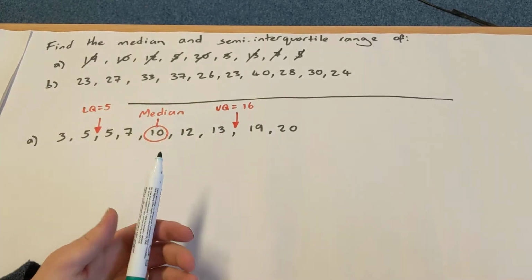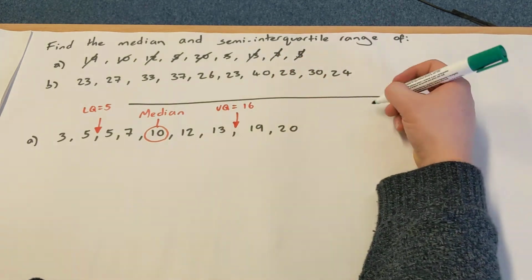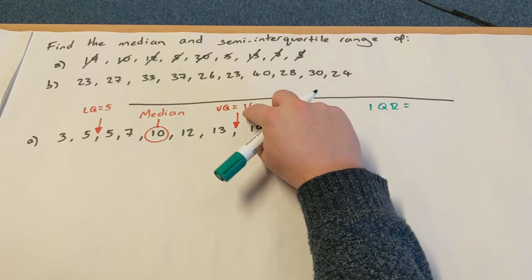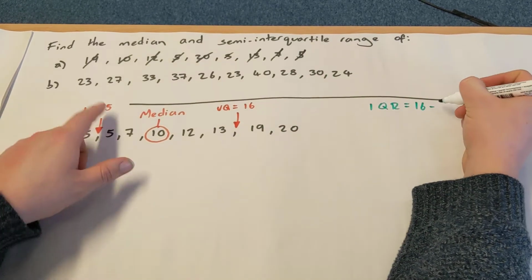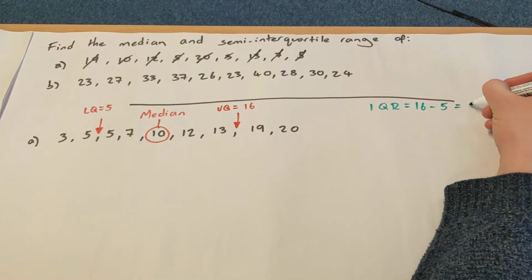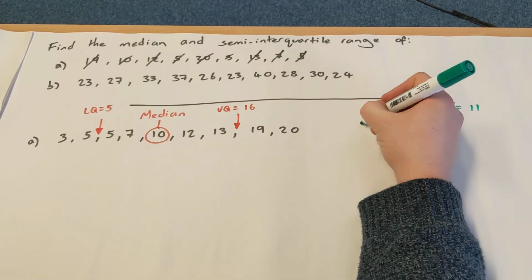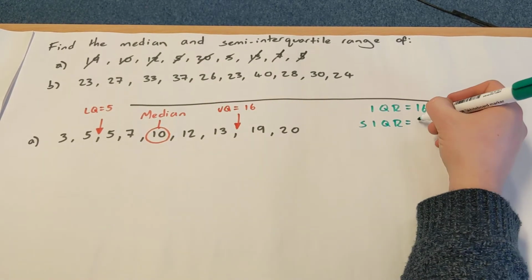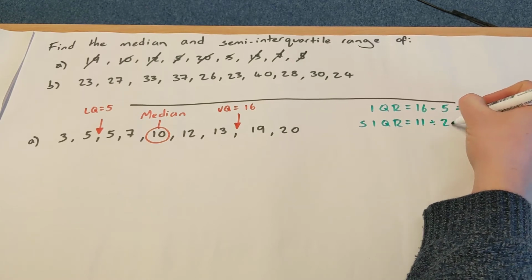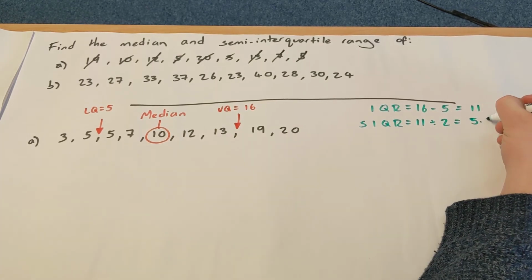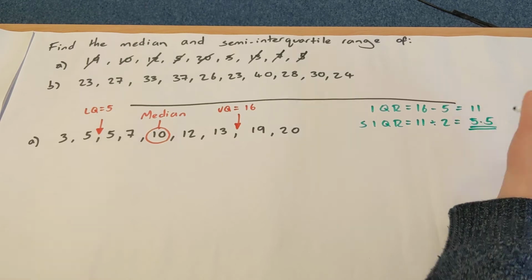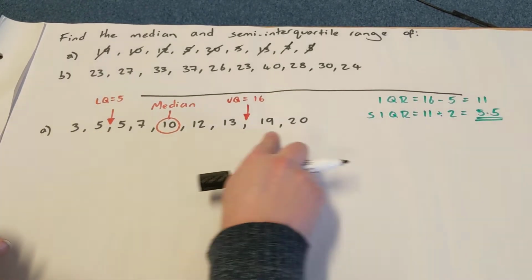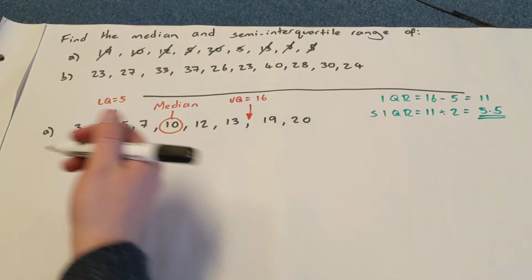So now I've got these, I can work out my interquartile range. My interquartile range will be 16 take away 5, which equals 11. And then my semi-interquartile range will be half of that, 11 divided by 2, which equals 5.5. And there we go. It's as easy as that. The only really time-consuming bit can be writing these out in order, which we'll find out for this one.